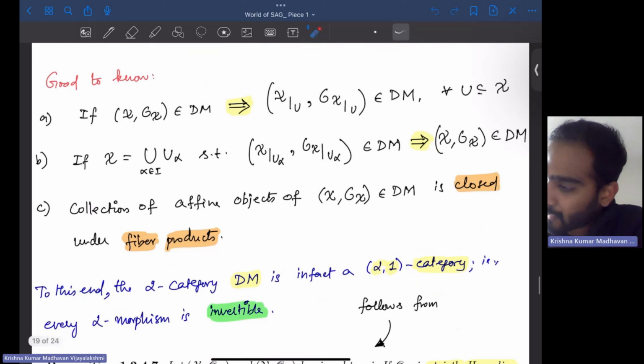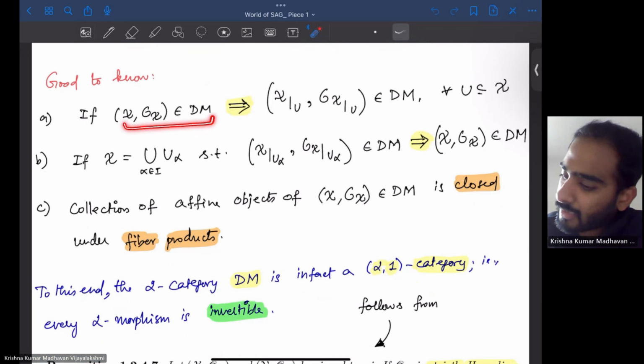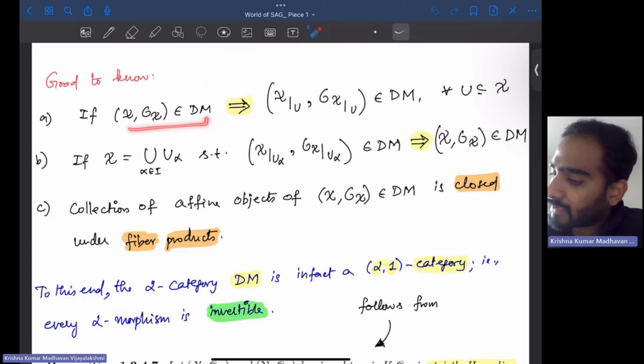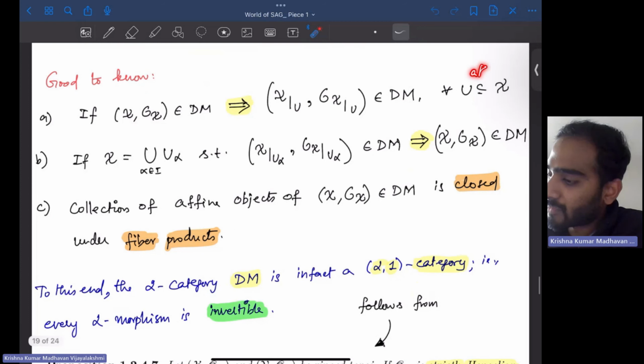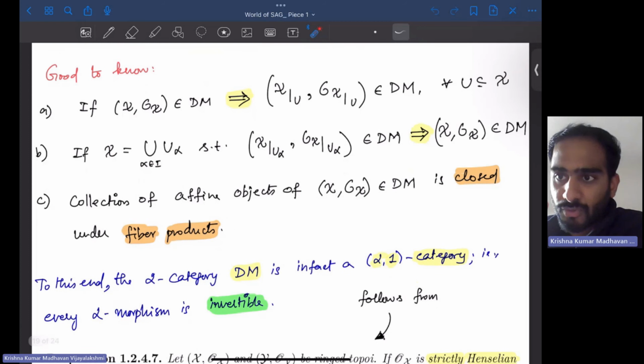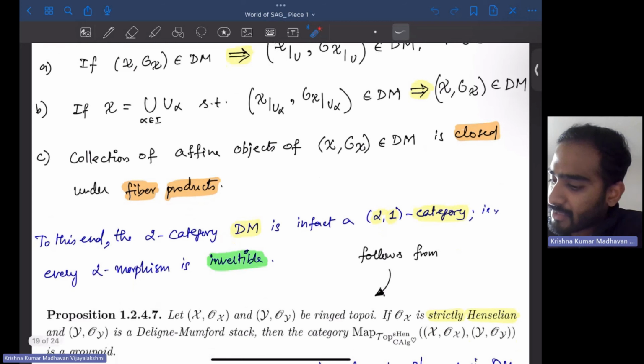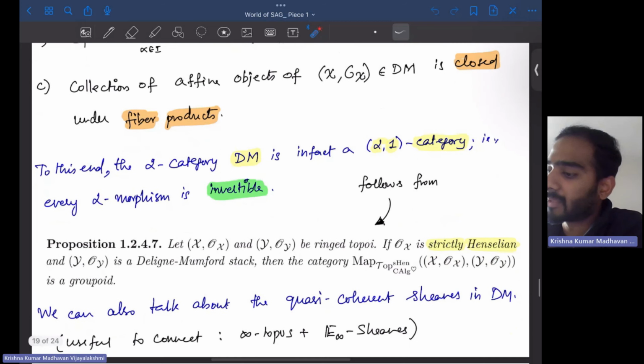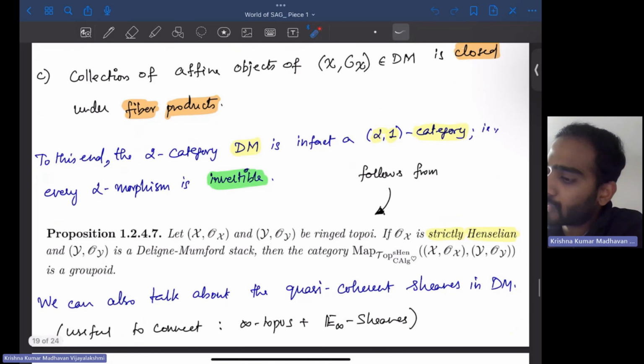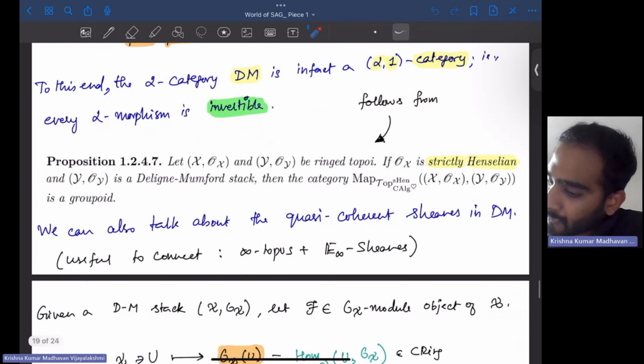Further good to know is that if a ringed topos is DM, that already implies that it is locally DM, not just for affine opens, but for any opens. And then if X has a covering using some open subsets such that restricted to the open coverings it is a DM stack, then it lifts to a DM stack in a global structure. And the collection of affine objects is closed under fiber product. So this is also something that would be very useful to make many constructions.